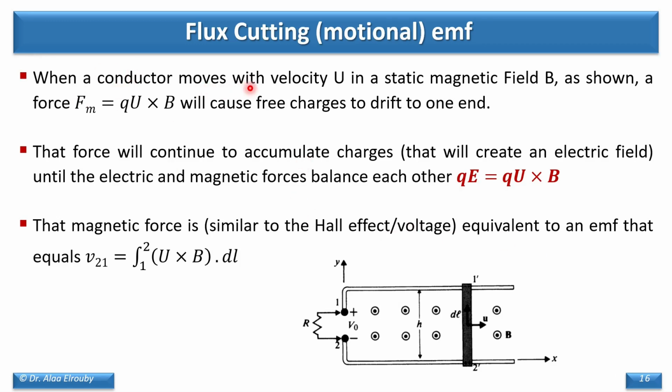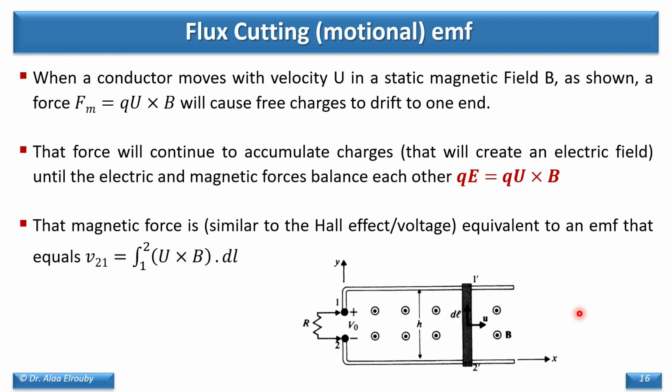When a conductor moves with a velocity u in a static magnetic field, as shown here, a magnetic force will be exerted on the electrons or the charges in that conductor. We know that the expression for the magnetic force equals the charge multiplied by the velocity cross product with B. So in this case, the velocity is in this direction and the magnetic field is going out of the slide, or out of the screen.